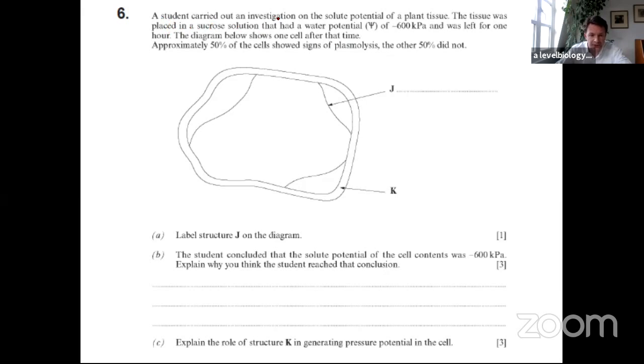Okay, next question. A student carried out an investigation on the solute potential of plant tissue. The tissue was placed in a sucrose solution that had a water potential of -600. So we know that the water potential outside is -600, and it was left for an hour. The diagram shows one cell after that time. Approximately 50% of the cells show signs of plasmolysis and the other 50% do not, so we know that this is incipient plasmolysis. Label structure J, which is the membrane.